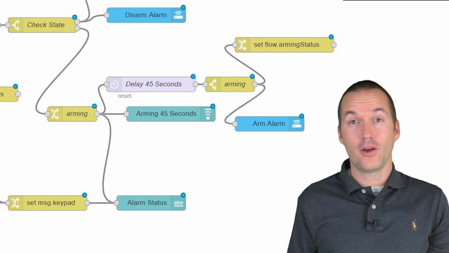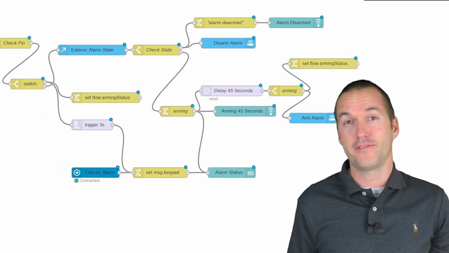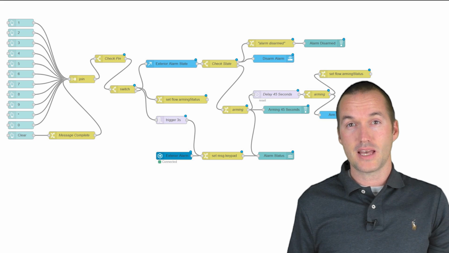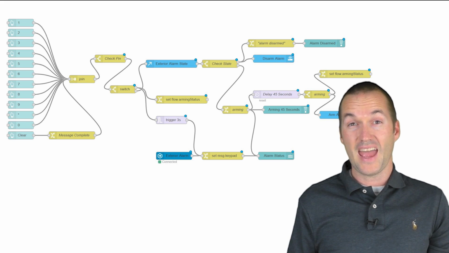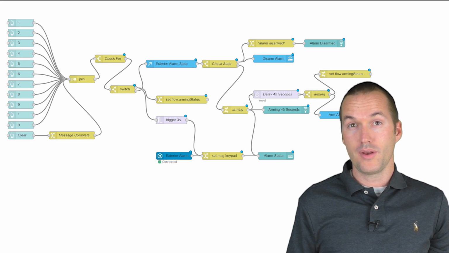If you're following along at home, you might be really confused as to why I've even made this arming status variable. Let's say you set the alarm and it starts to arm, and then you decide you're not ready to leave yet and you don't want it to arm. You'd have to wait the full 45 seconds to have it arm, and then you'd have to input the code again to turn it off. That's totally unacceptable to me.